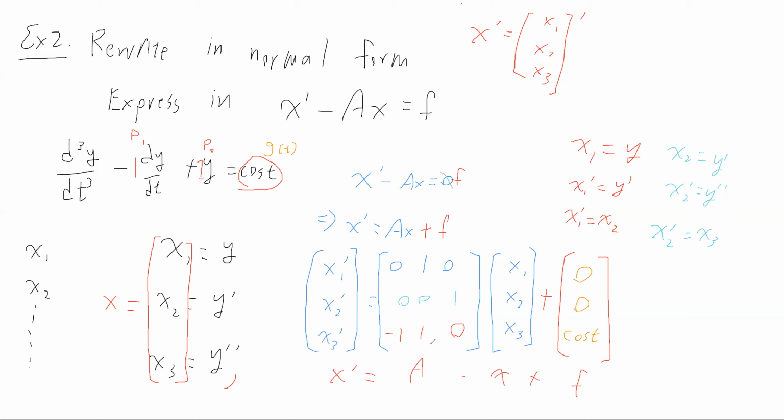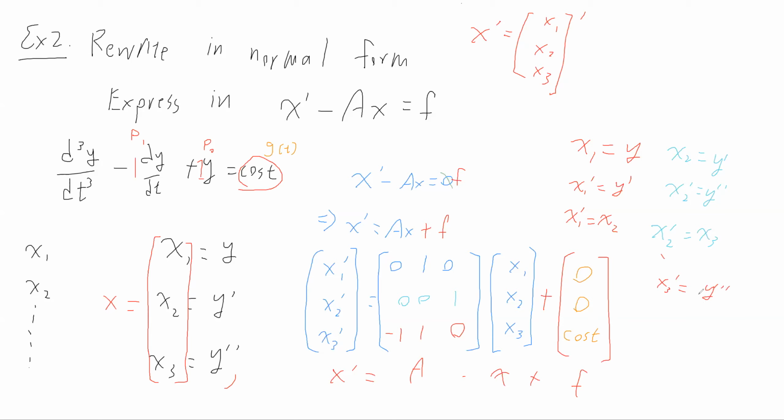There is also another way to figure out all the entries in here. For the first two, we saw on the right hand side that we derived what x1 prime and x2 prime are made of, and we saw that they are made of x2 and x3. Now you can do the same thing with x3 prime, so let me do a little side work here. x3 prime is equal to y triple prime.